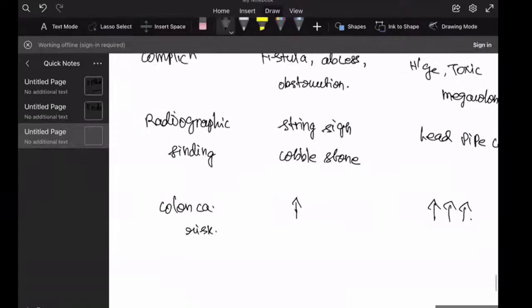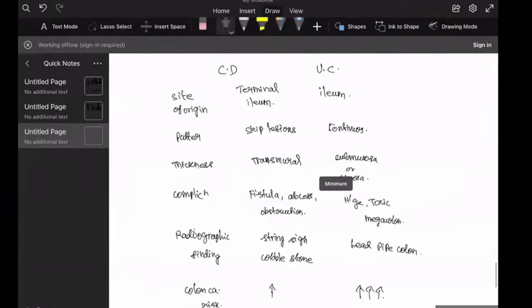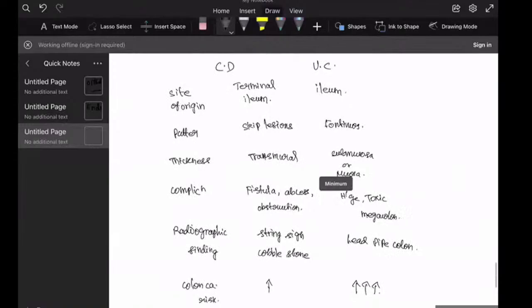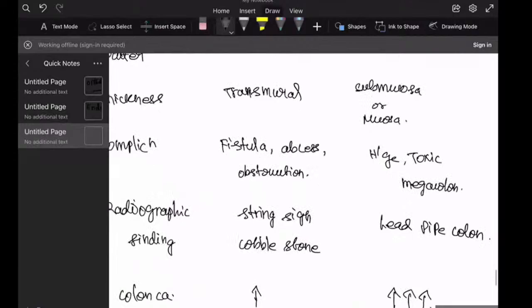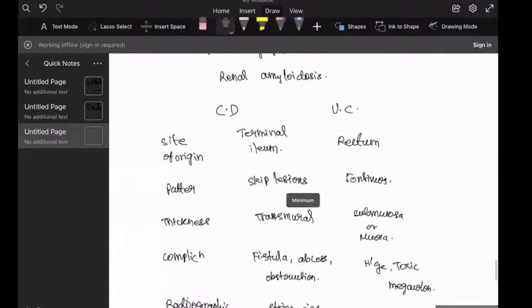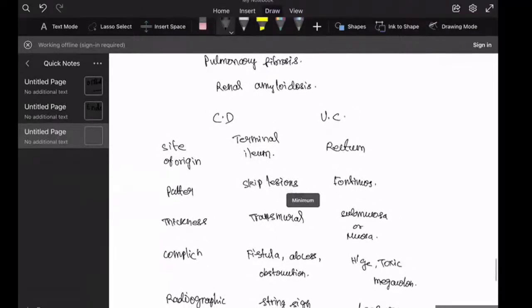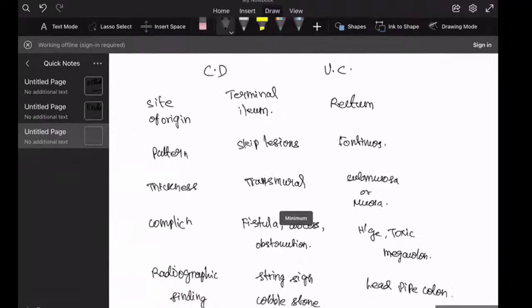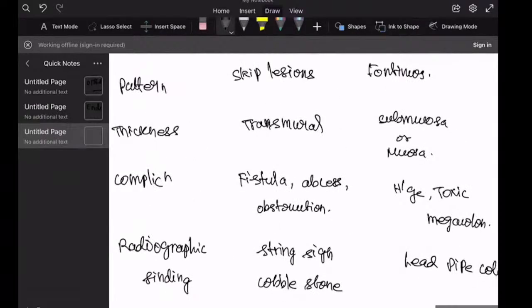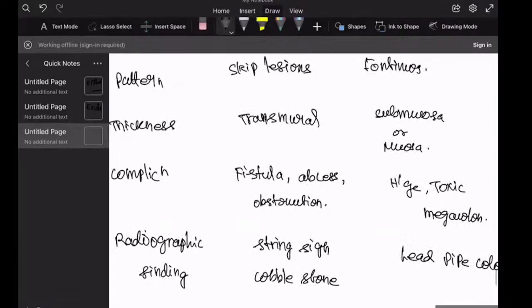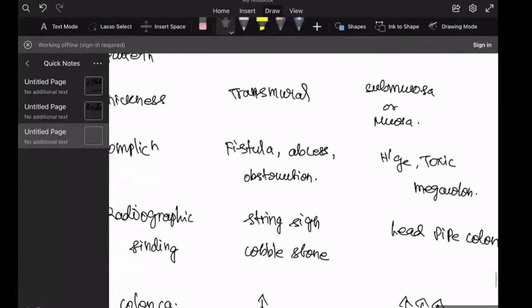So this is ulcerative colitis and Crohn's disease. Crohn's disease starts with ileum, whereas ulcerative colitis starts with ileum. Sorry, I'm wrong here. Ulcerative colitis involves the rectum. Pattern of progression is going to be skip lesions in CD and continuous in ulcerative colitis. Thickness: transmural in Crohn's disease, submucosa or mucosa in ulcerative colitis. Complications in Crohn's: fistulas, abscess, obstruction; hemorrhage, toxic megacolon in ulcerative colitis. Radiograph in Crohn's disease is going to be skip lesions leading to the cobblestone appearance and string sign of Kantor. In ulcerative colitis, lead pipe. Risk of colon cancer is high with Crohn's disease, and very, very high with ulcerative colitis.